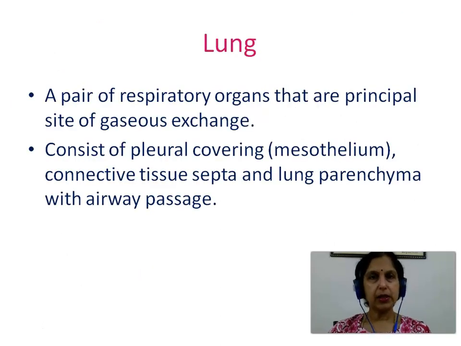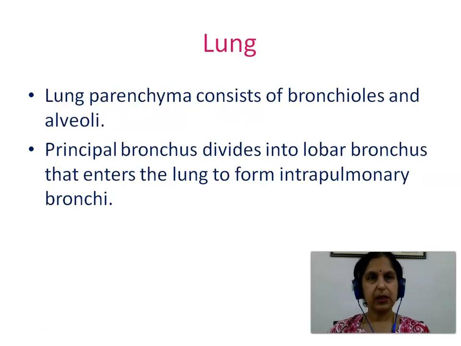Let us now see lungs. These are a pair of respiratory organs that are principal site of gaseous exchange. Each lung consists of a pleural covering made up of mesothelium, connective tissue septae, and lung parenchyma with air passages. The lung parenchyma consists of bronchioles and alveoli.